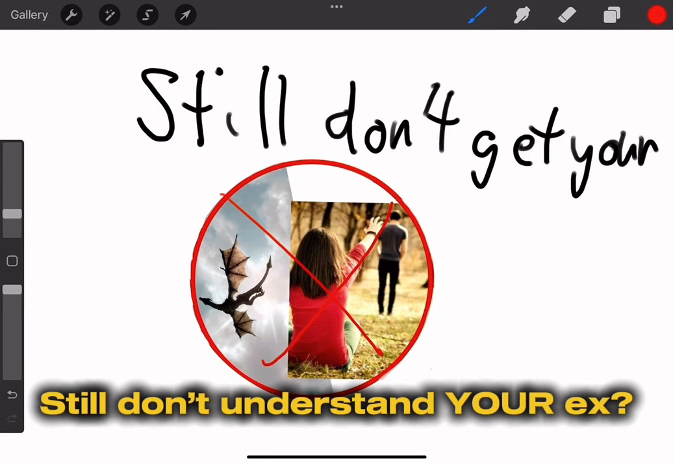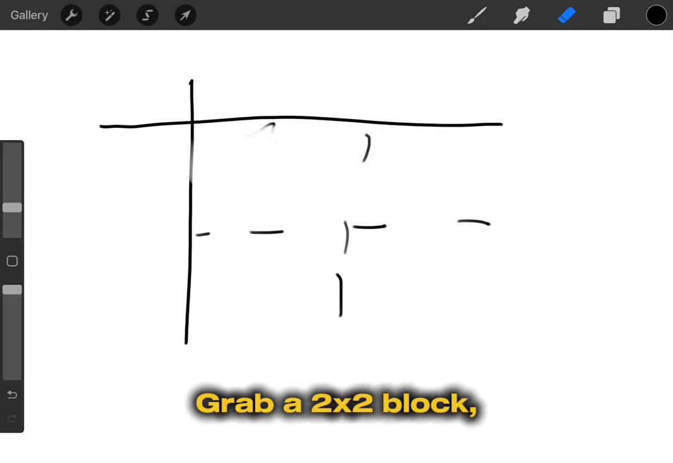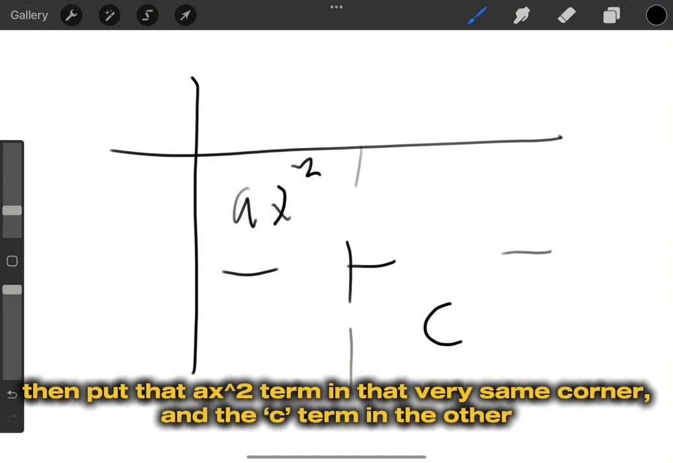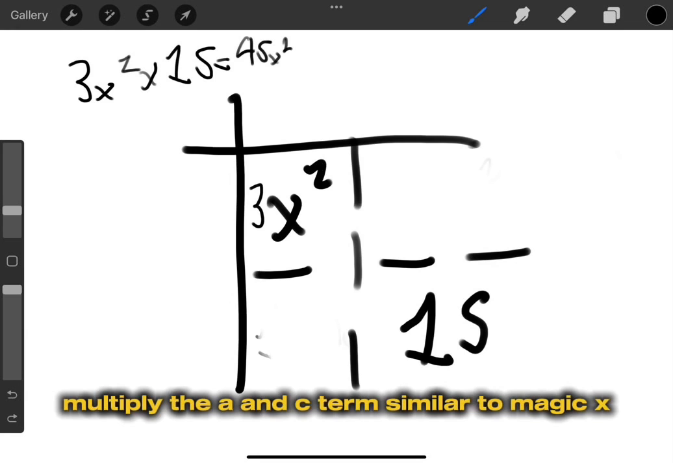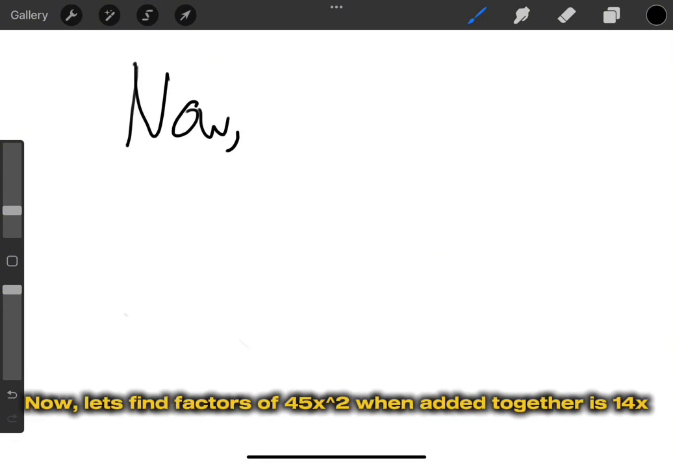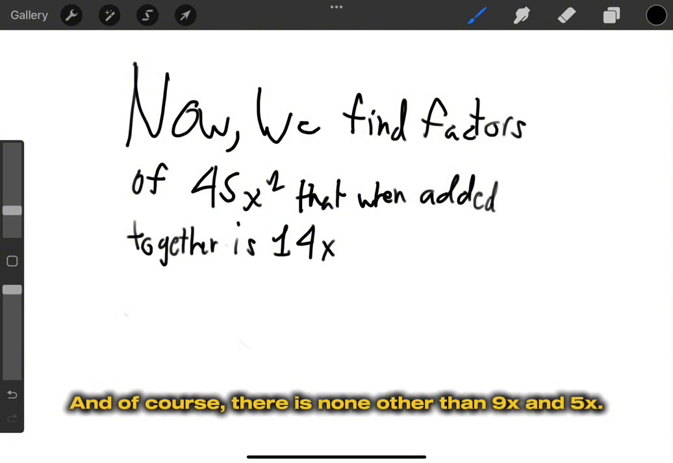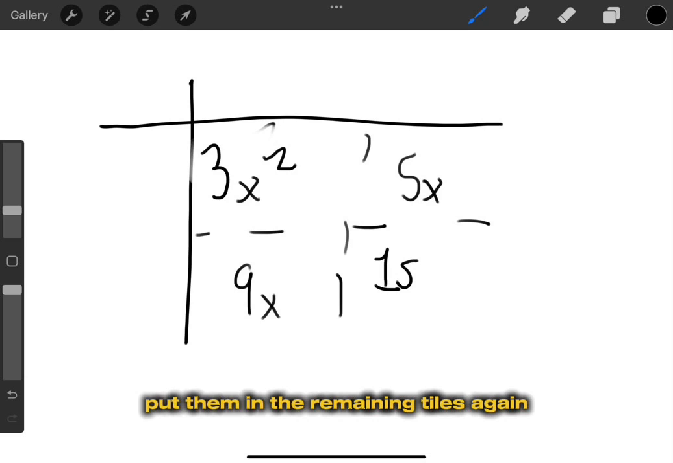Still can't understand your x? Let's do it again with the tile method. Grab a 2x2 block, then put the ax squared term in that very same corner and the c term in the other. In our case, put the 3x squared here and the 15 there. Multiply the a and c term similar to Magic X. 3x squared times 15 is 45x squared. Now, let's find factors of 45x squared and added together results to 14x. And of course, there is none other than 9x and 5x. Put them in the remaining tiles again.